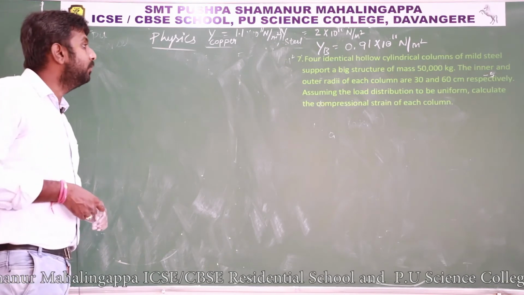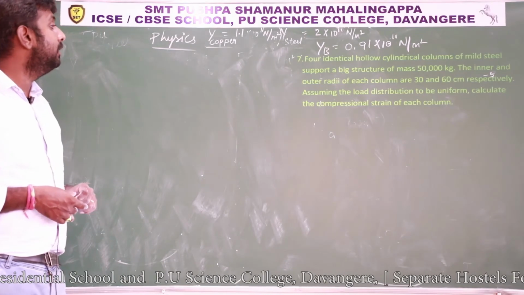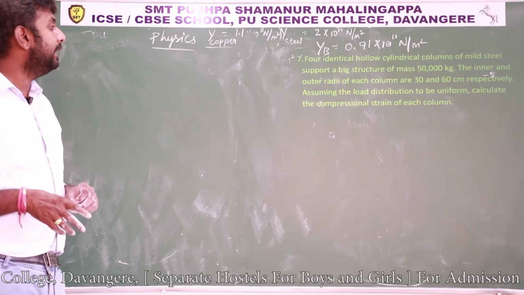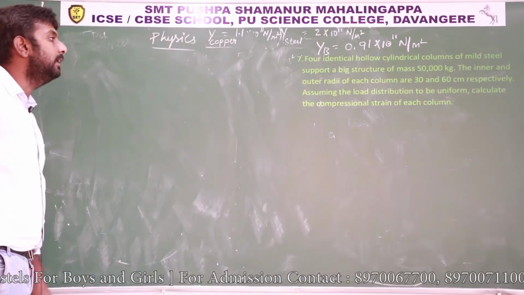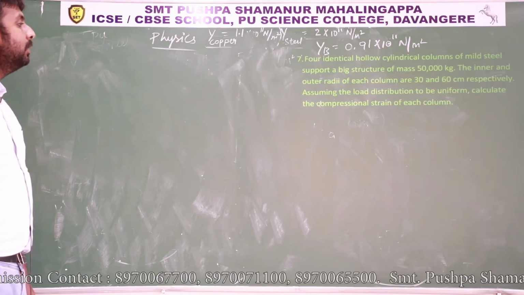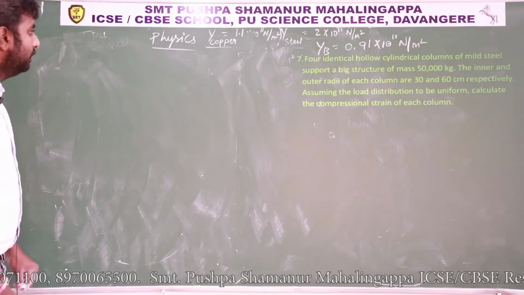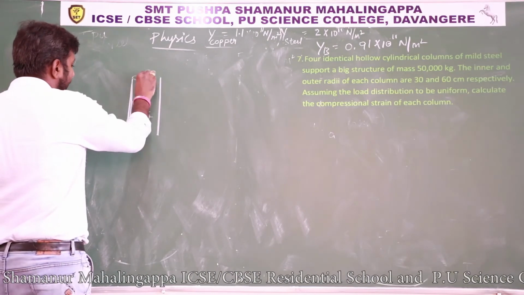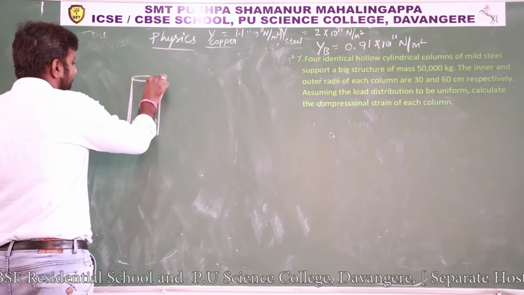And the next problem, 4 identical hollow cylindrical columns of mild steel support a big structure of mass 50,000 kg. The inner and outer radii of each column are 30 and 60 centimeter respectively. Assuming the load distribution to be uniform, calculate the compressional strain of each column. So you can consider identical cylinders, made up of the same materials.